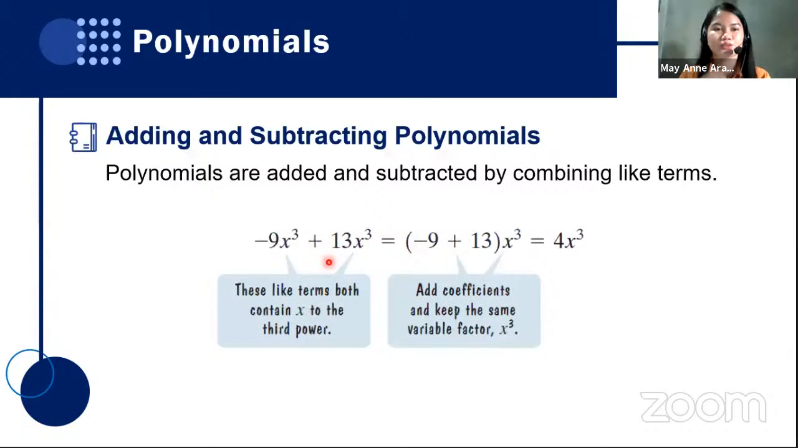Next, the operations on polynomials, the addition and subtraction of polynomials. So just same rule lang naman siya. Just combine like terms, no? Polynomials are added and subtracted by combining like terms. So for this, you can just directly subtract na lang. So negative 9 plus 13 is 4. Then just copy the variables. So the same variables, you have x cubed. Hindi yan ini-add ha. Just copy lang. So you have x cubed.